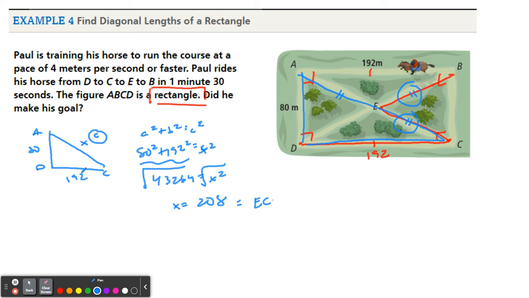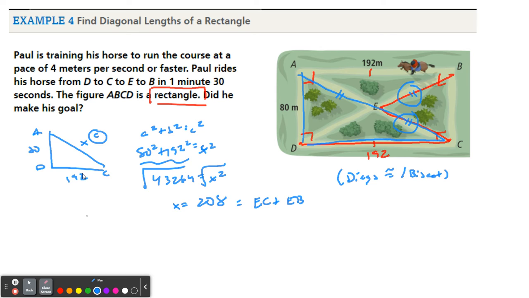That is EC plus EB. Right? Again, the last 2 parts of this path. And that is again because the diagonals are congruent and they bisect each other. So I'll put that over here. The diagonals are congruent and they bisect.